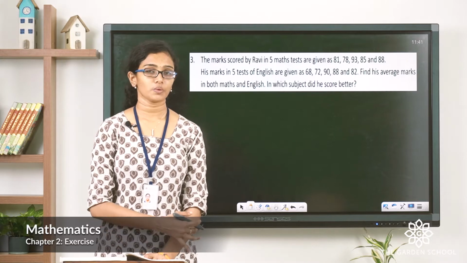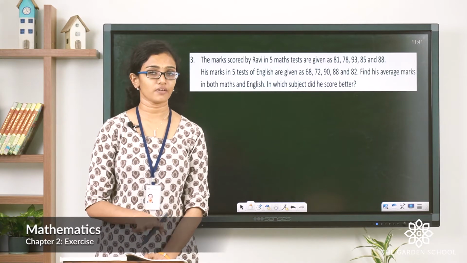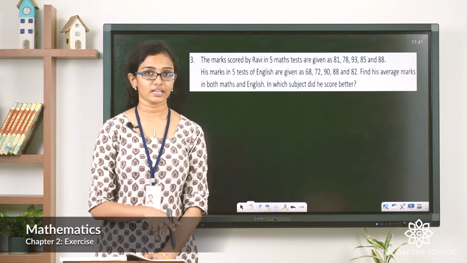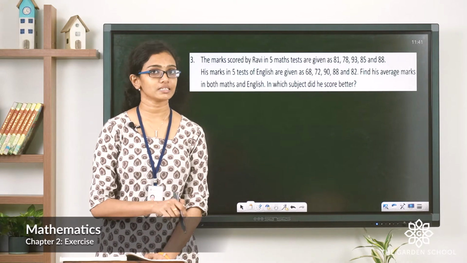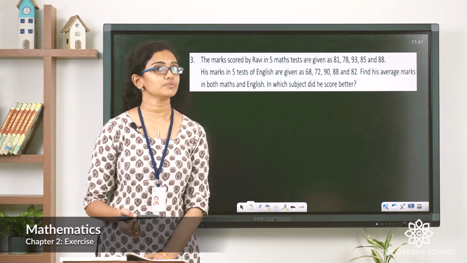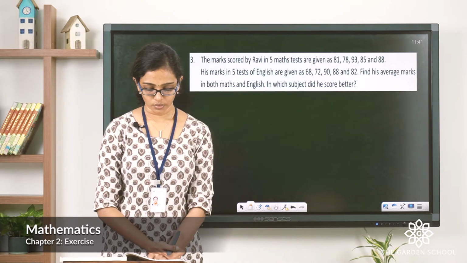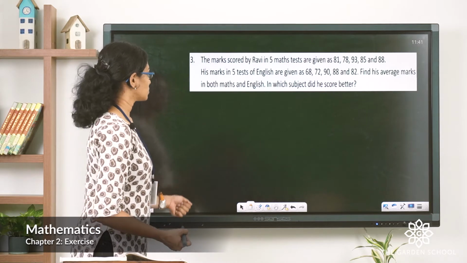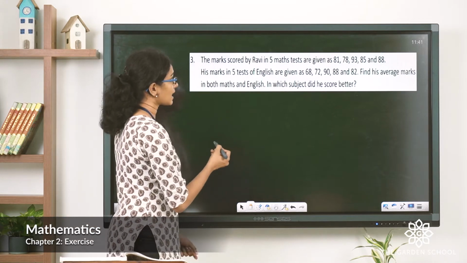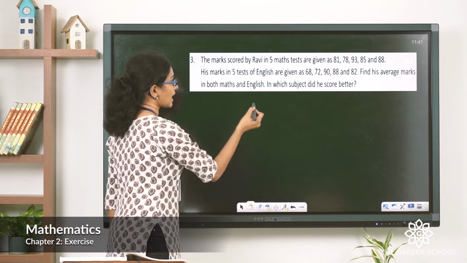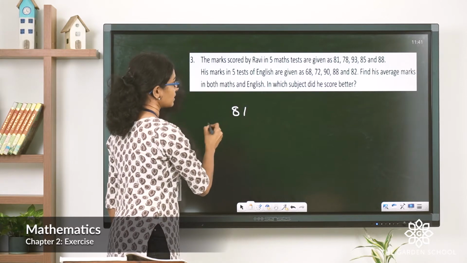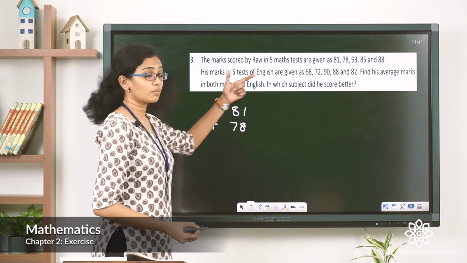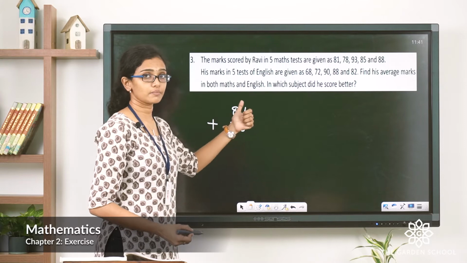So in the question, we are given the marks that Ravi got in 5 maths tests as well as 5 English tests. We are asked to find the average marks that he got in each subject, and we have to find out in which subject he performed better. So let's find out what is the average marks he scored in maths first. So for finding the average score in maths, we have to add all the 5 marks that Ravi got in maths. Then we have to divide that by how many tests? 5 tests. So divide that by 5.